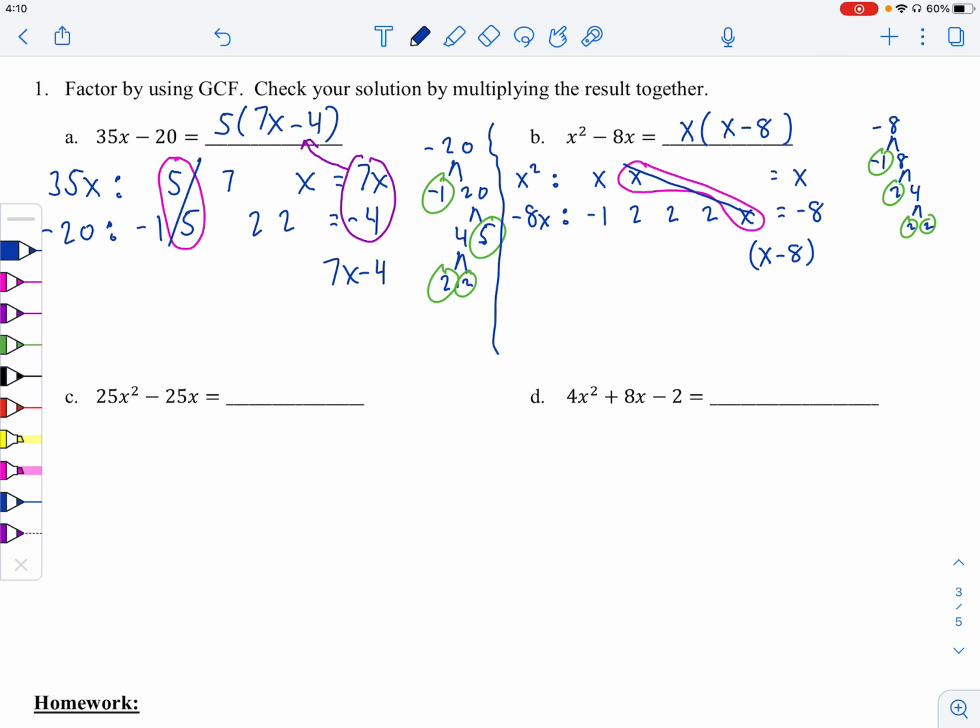Okay, so we want to cancel out the common factors. Cancel common factors, right? And what's left is what you put in the parentheses next to your GCF. The GCF is what you take out, the 5. So 7x minus 4, that's what's left.